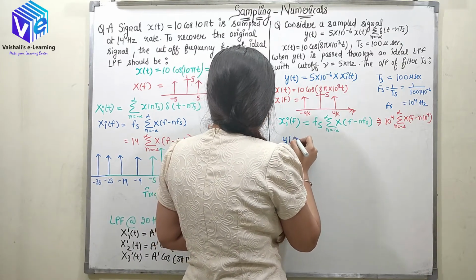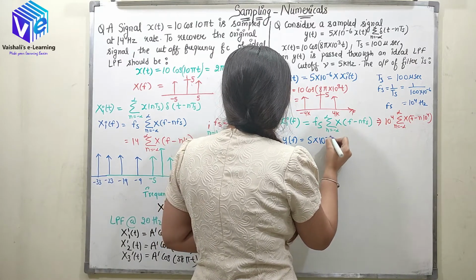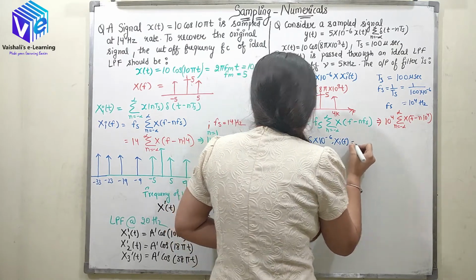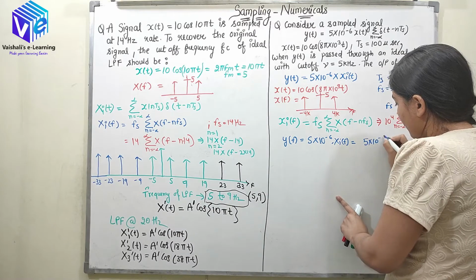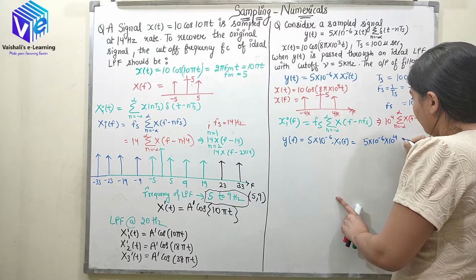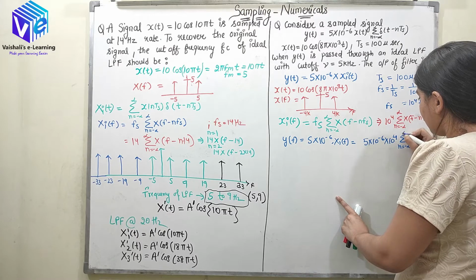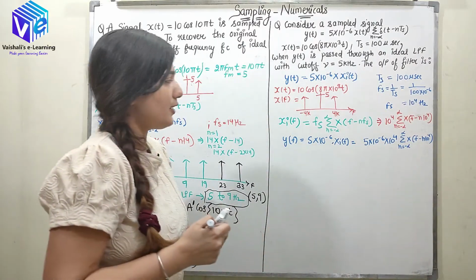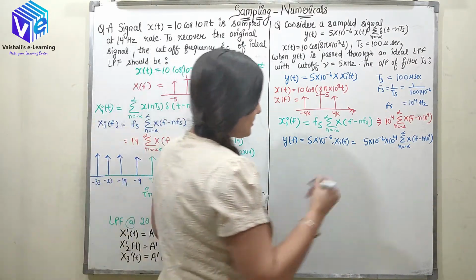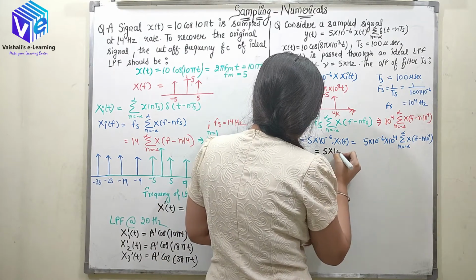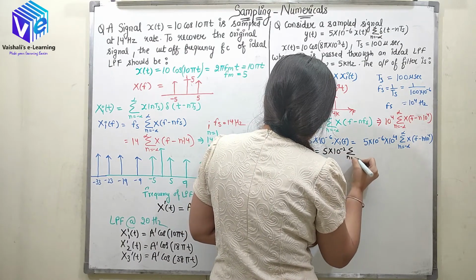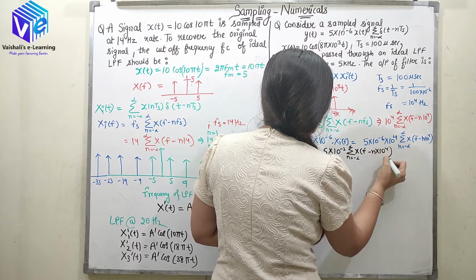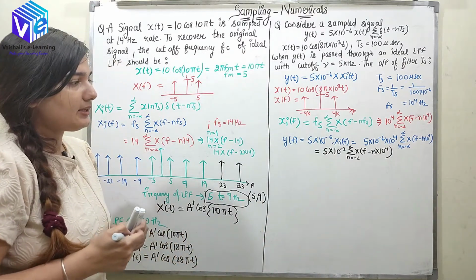It's a constant. So Y(f) would be equal to 5 into 10 raised to power minus 6 into Xs(f). So it would be 5 into 10 raised to power minus 6 into 10 raised to power 4 summation n is equal to minus infinity to infinity X(f minus n into 10 raised to power 4). Now I'll just simplify it: 5 into 10 raised to power minus 2 summation n is equal to minus infinity to infinity X(f minus n into 10 raised to power 4). I hope you are clear with this.